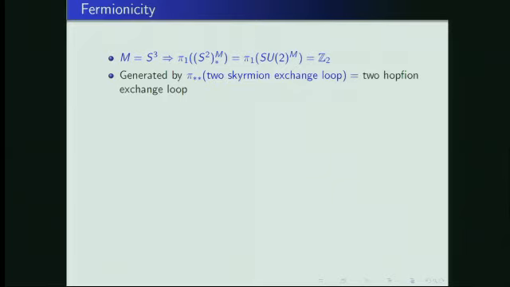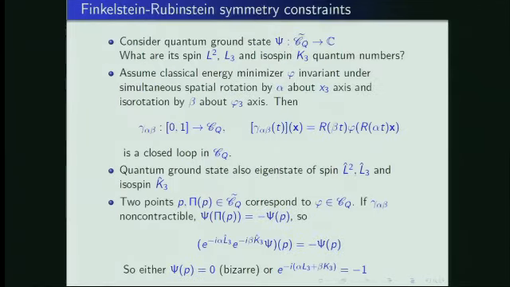So on S3 we know that these two fundamental groups are actually isomorphic, but we know more than that. We know an isomorphism between them, the one that you get by composing with the Hopf fibration. So we know that this group is Z2, and we know that it's generated by the image of the 2 Skyrmion exchange loop, which is the 2 Fermionic, which is the 2 Hopfion exchange loop. So we know that that's non-contractible of order 2, which is the main condition we need for fermionic quantization. Okay? So I won't go through all that.